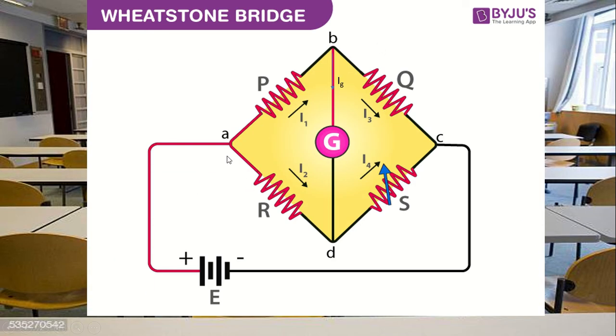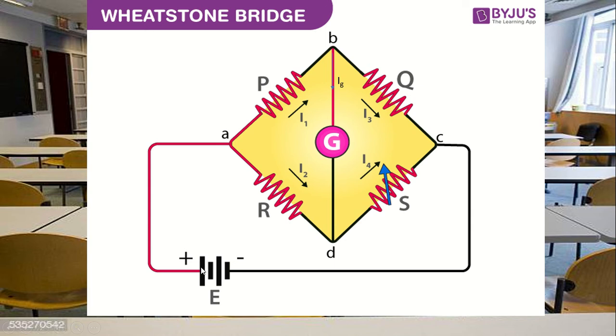Look here, P, Q, R, S are four resistors connected in the circuit in this connection, and there are four junctions A, B, C, D. There is a cell connected between the two junctions A and C, and there is a galvanometer connected between the other two junctions B and D. Thus, the Wheatstone Bridge is formed.